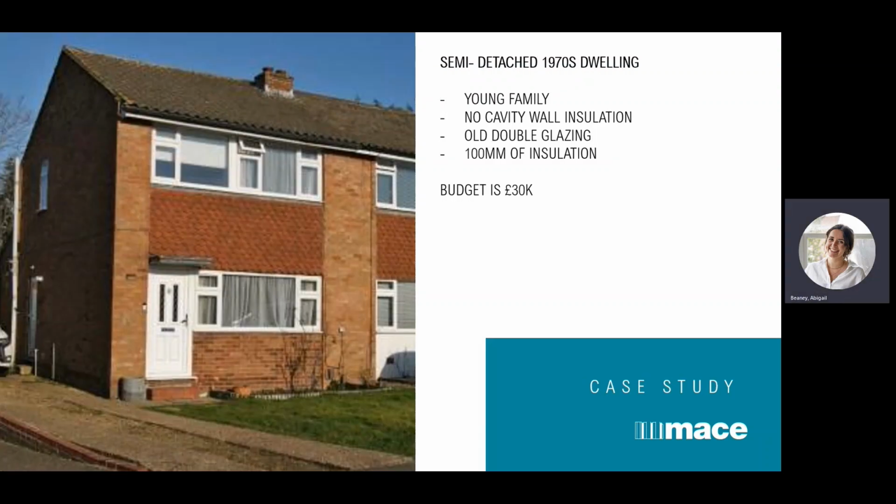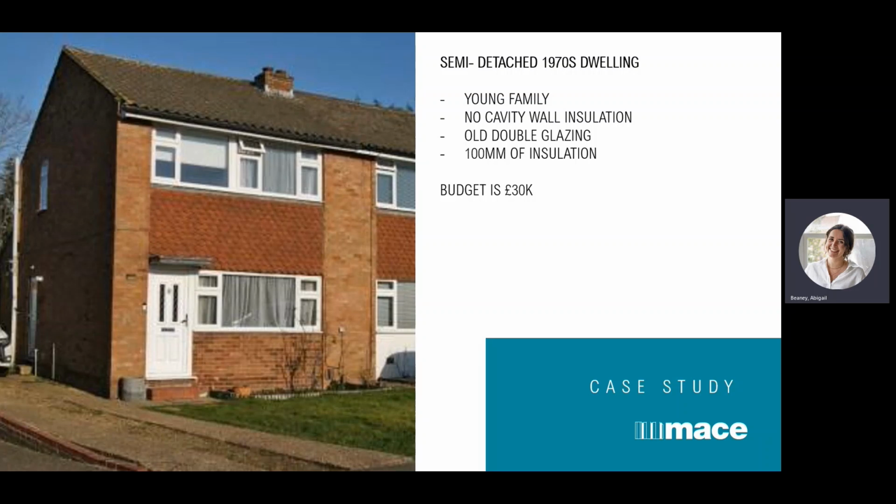So the second example, sorry, the picture's slightly pixelated, is a semi-detached 1970s dwelling. We have a young family who want to retrofit this property, have 30k to spend, and want to do as much as possible. So, as is quite typical of this time, this property has cavity wall, but there's no cavity wall insulation installed. There's old double glazing, and there's again 100 mil of insulation. So there's a few measures that we could, for that budget, propose straight away.